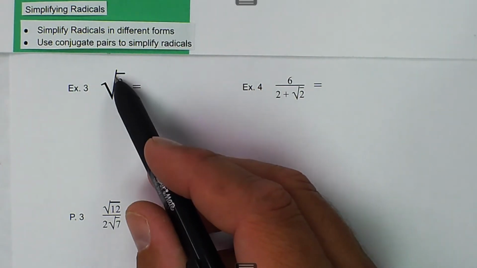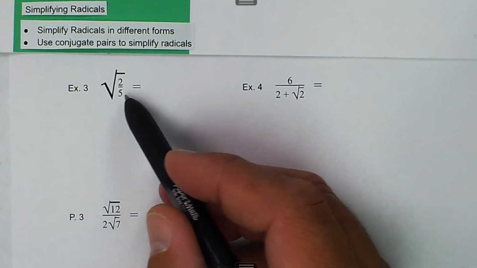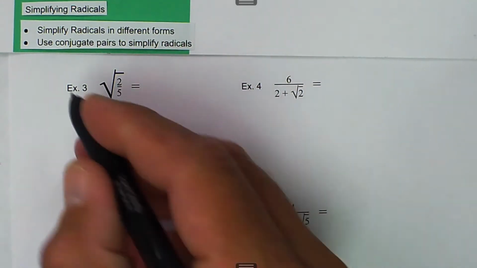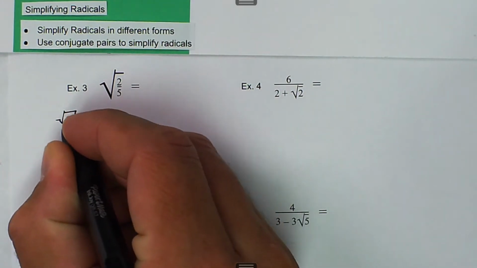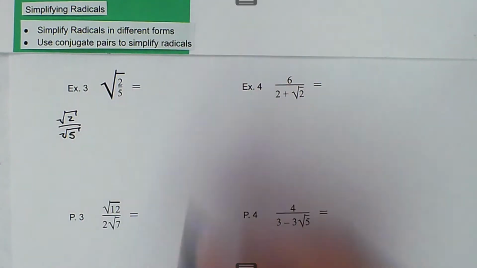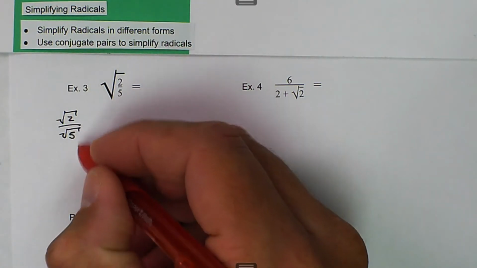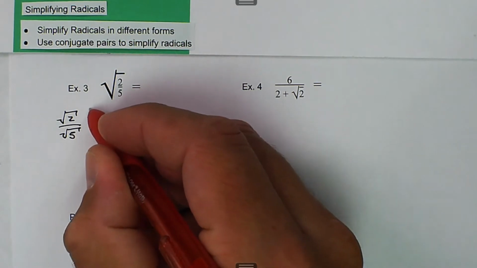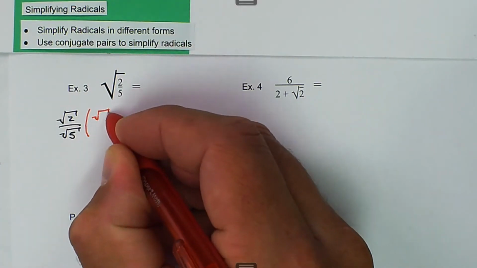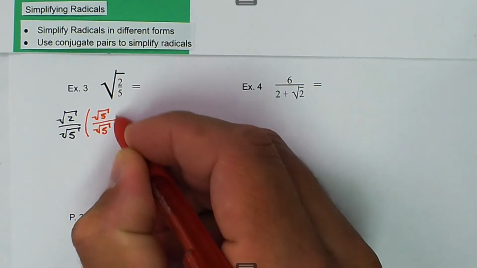Even though it doesn't look like it, this radical goes with the 2 and it also goes with the 5. So we can rewrite this as the square root of 2 divided by the square root of 5. So in order to get rid of that square root of 5 in the denominator, we have to multiply by the square root of 5 over the square root of 5.